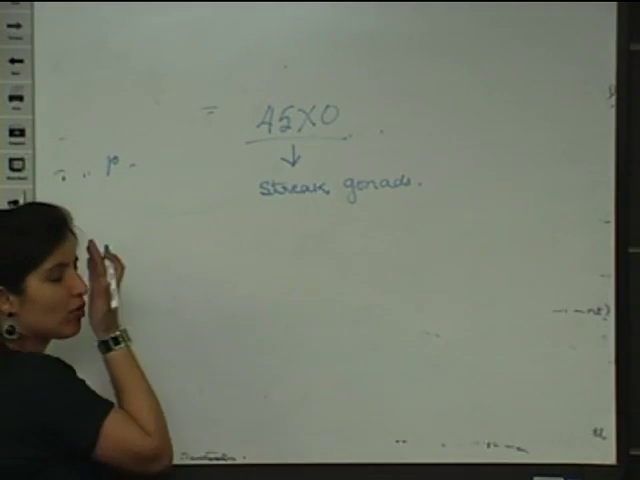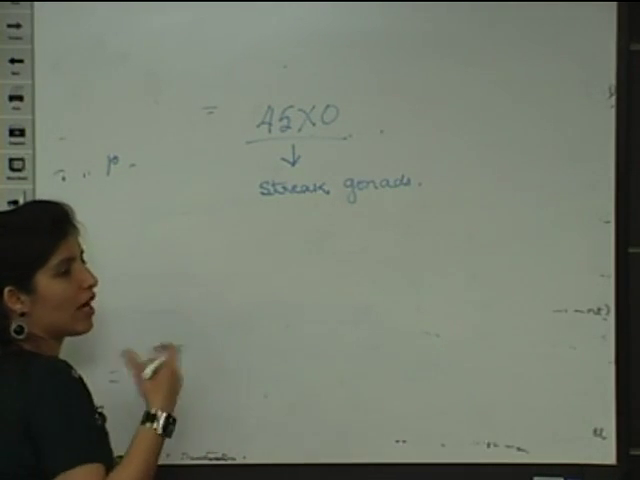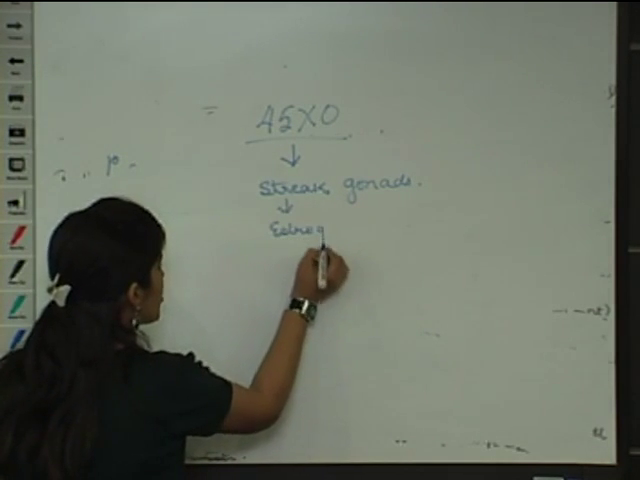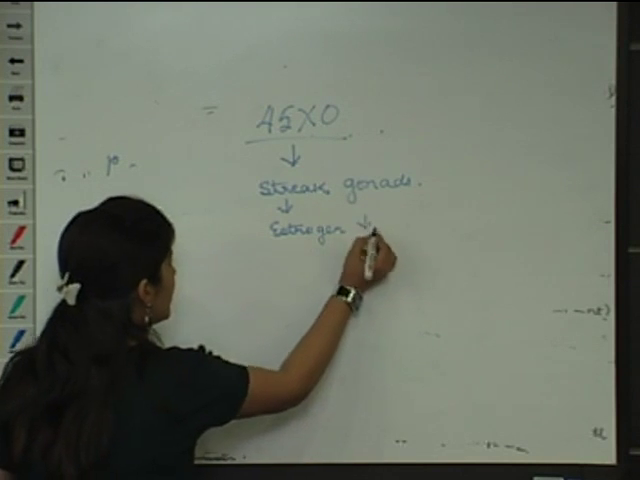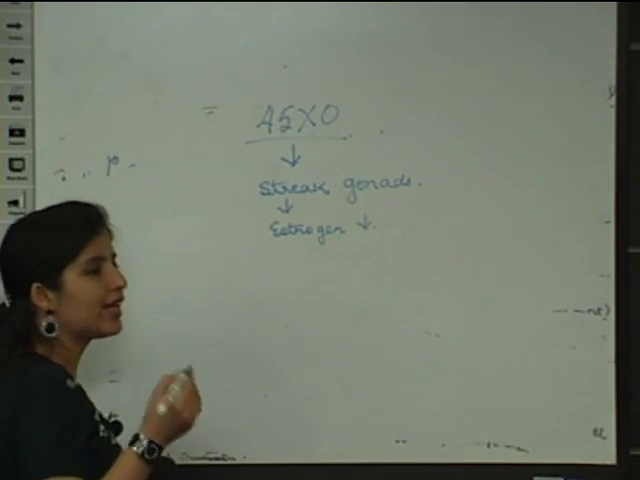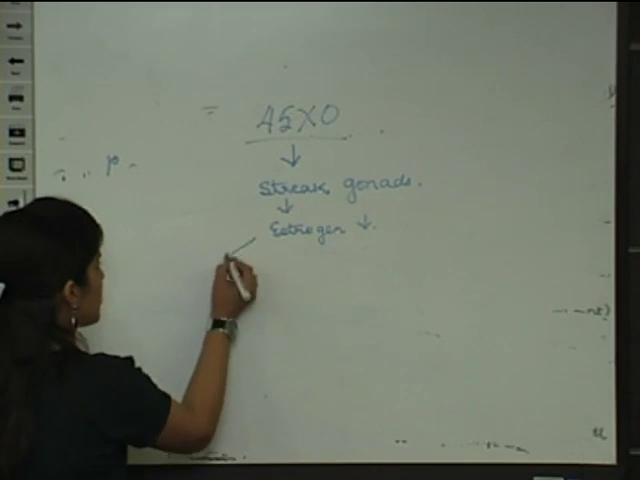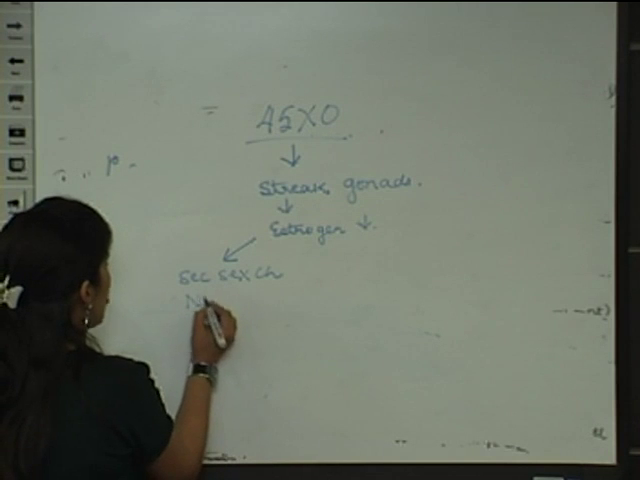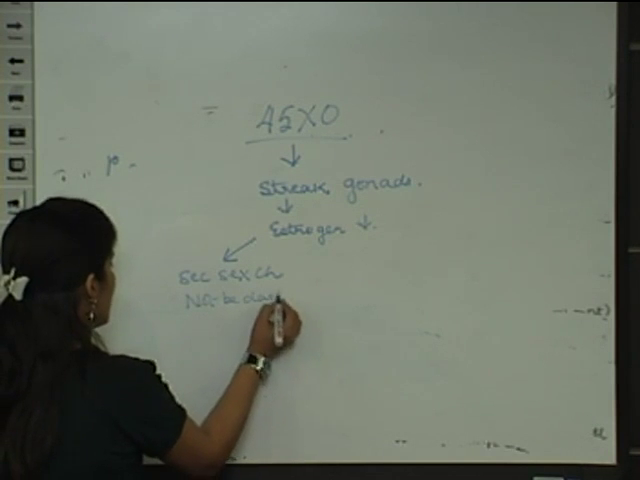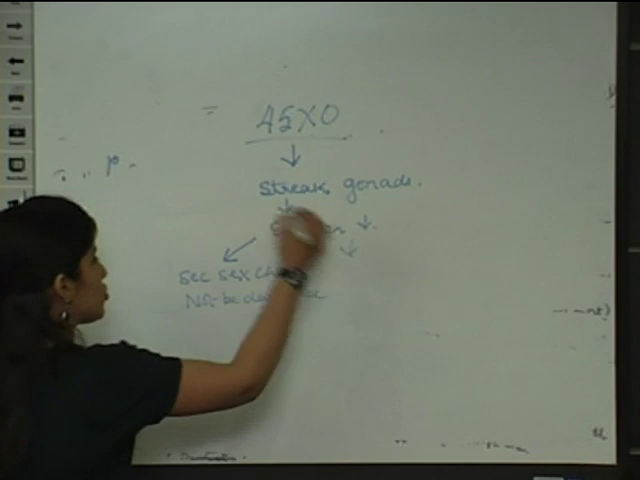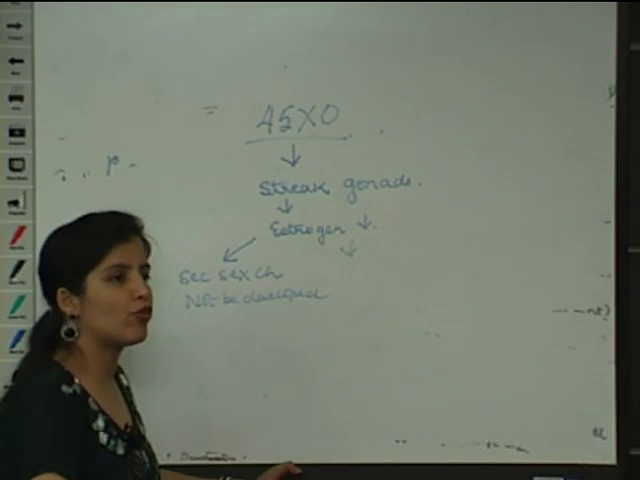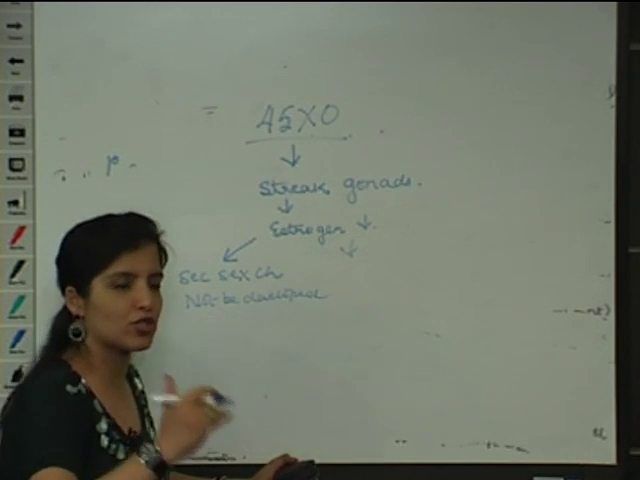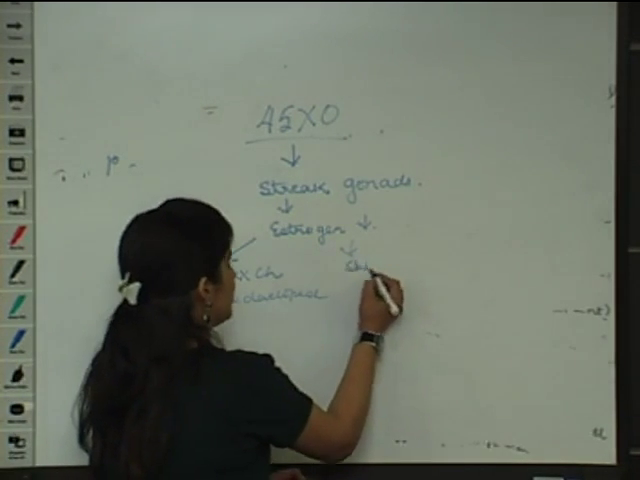Because their gonads are streak, their ovaries are not very well developed. So the level of estrogen in these patients will also be less. And because they have inadequate estrogen, what will happen to the secondary sexual characteristics? Secondary sexual characteristics will not be developed. And estrogen is also responsible for increase in height. Because there is less estrogen, these patients will be short-statured.